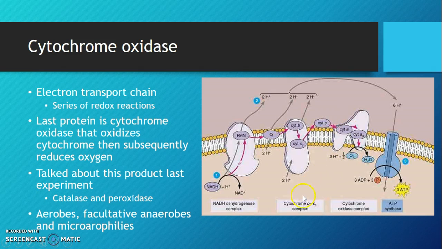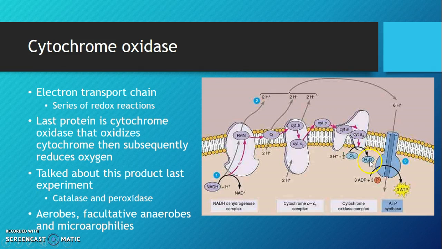So we talked about last experiment how when oxygen accepts these electrons from this cytochrome oxidase, it makes water here, and then every now and then it makes hydrogen peroxide, and hydrogen peroxide is bad, so we have to use catalase. And there's another class of proteins called peroxidases that also detoxify this hydrogen peroxide. Catalase and peroxidase can detoxify that, and that's how we test for the presence of hydrogen peroxide.